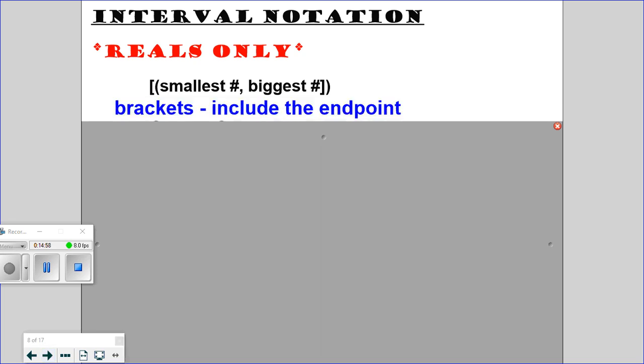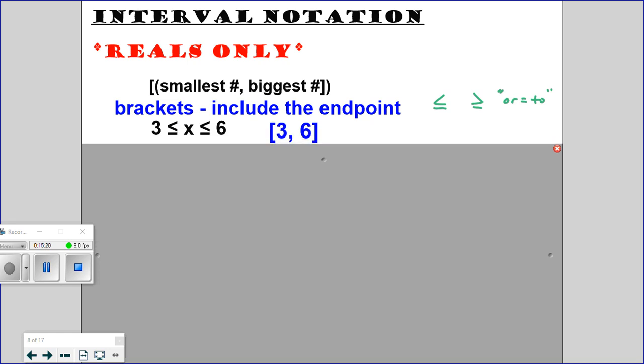So when would we use a bracket? We're going to use a bracket if we include that endpoint. We include an endpoint if the symbol there is a less than or equal to or greater than or equal to. The or equal to is what makes us include the bracket. Okay? Or equal to is why I would put a bracket next to something. So here's an example of me putting a bracket there. Smallest number in this set would be 3. Biggest number in this set would be 6. It says or equal to next to the 3. It says or equal to next to the 6. So I put brackets there.